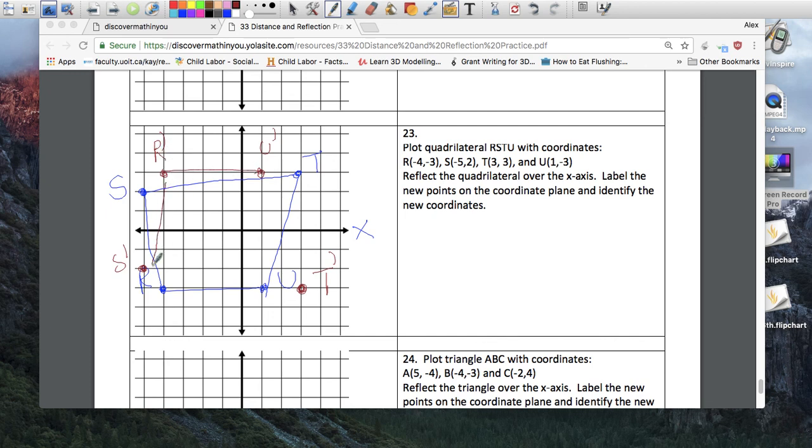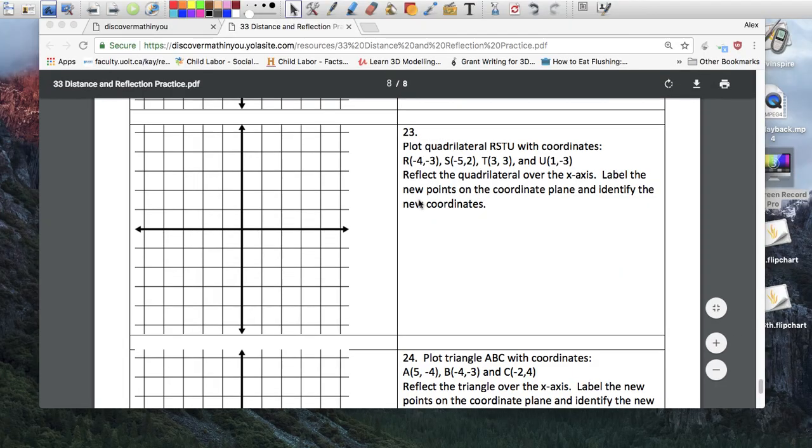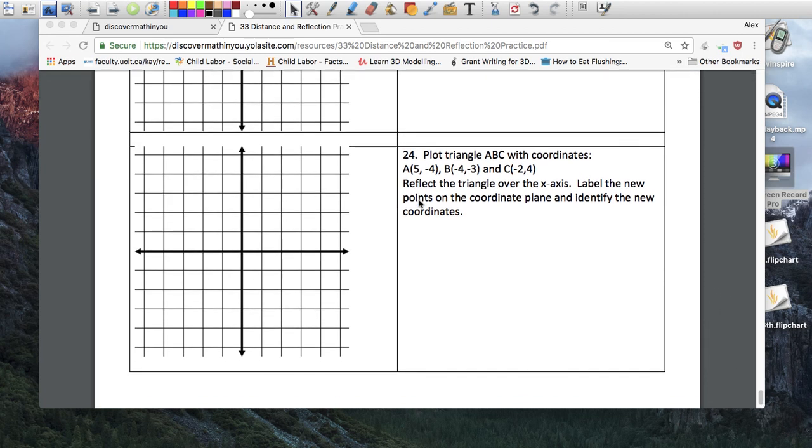And if I connect the dots, it's the same quadrilateral, but reversed or reflected over the x-axis. Each point crossed over to the other side of the x-axis. Okay? I'm not labeling the points because you can do that yourself. And the last question. Reflect over the x-axis again.